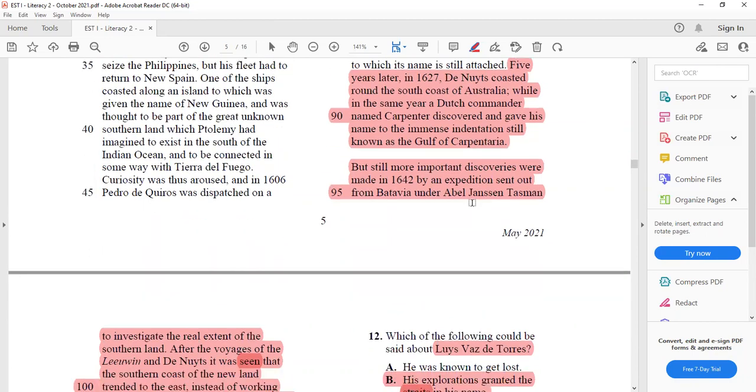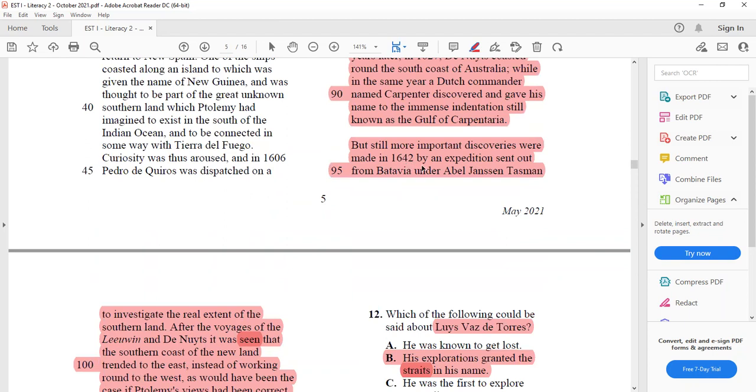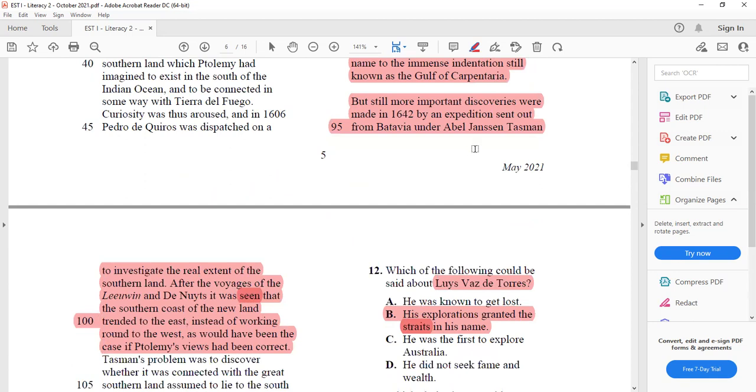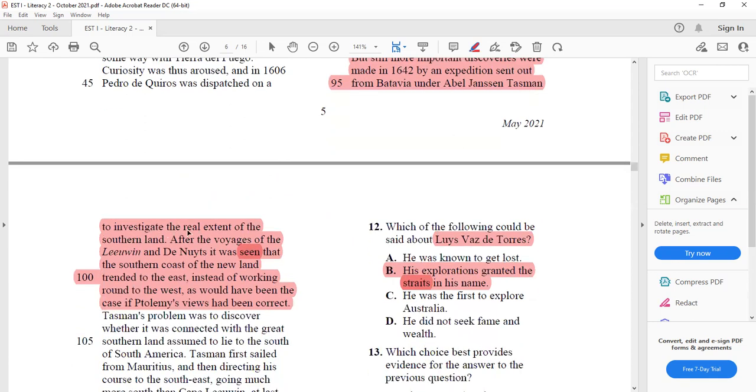But still more important discoveries were made in 1642 by an expedition sent out from Batavia under a Belgian, Tasman, to investigate the real extent of the southern land. After the voyage of the Lowen and the Knots, it was seen that the southern coast of the new land trended to the east, means directed to the east, instead of working round to the west.